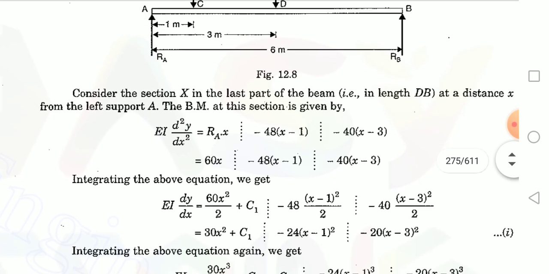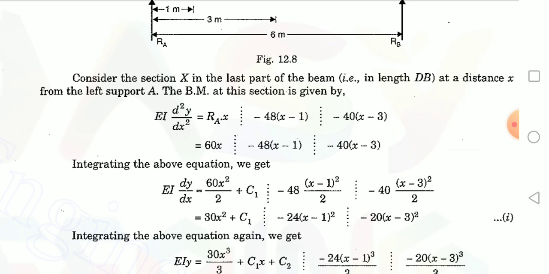Now integrating the above equation, we get M equal to EI d squared y by dx squared. We can integrate it, that is EI dy/dx equal to, for the load 60x, x power n becomes x power n plus 1 by n plus 1. So 60 x power 1 plus 1, that is 60x squared by 2, plus this constant C1. We can put this C1 anywhere, so initially in the first slab we can put it.